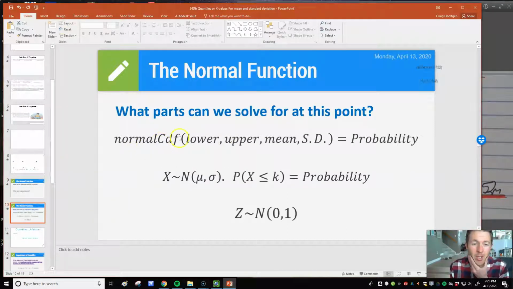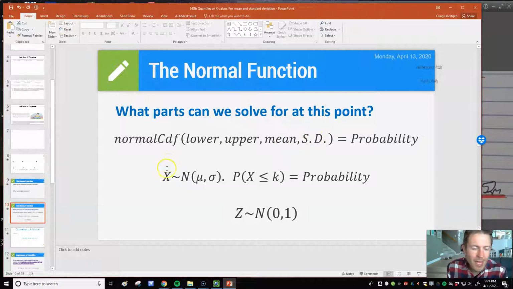Okay, here we're looking at the normal CDF equation with a range. Remember, we have a lower bound, an upper bound, a mean, a standard deviation, and this all equals some probability. So this has 5 potential inputs and outputs that can go in here. The question is, which ones can we solve for so far? Most of our work was finding the probability. Recently with quantiles or k-values, we can solve for these two scores. So what's next? We need to solve for the mean and standard deviation given some other information.